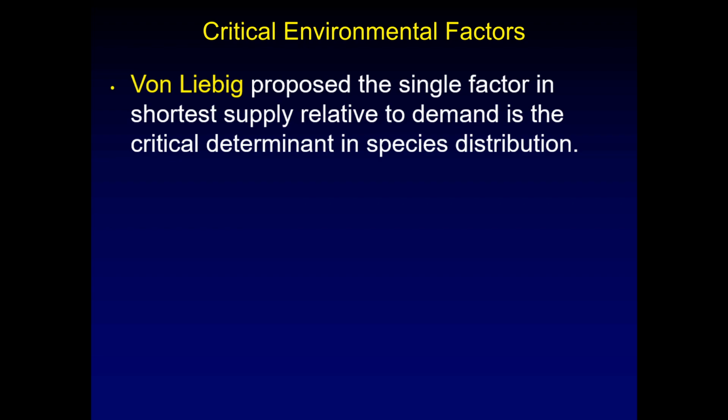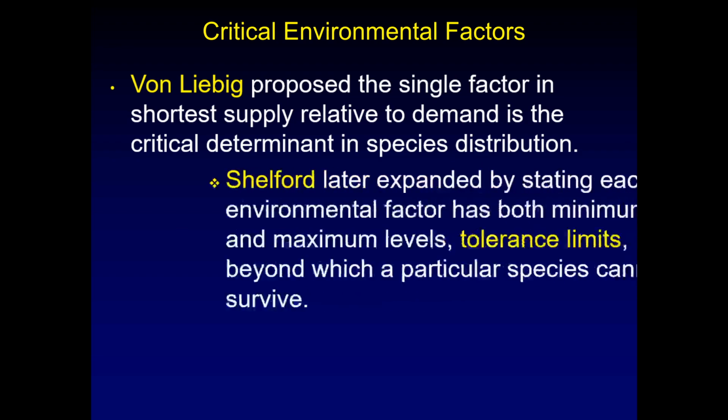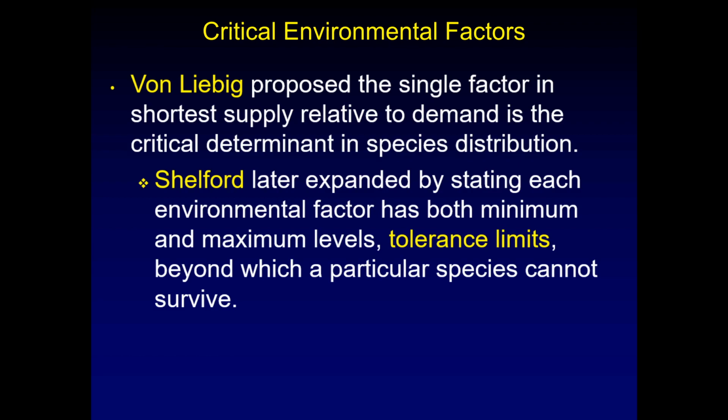So von Liebig proposed the single factor in shortest supply relative to demand is the critical determination in species distribution. Shelford later expanded that by stating that each environmental factor has both minimum and maximum levels, or tolerance limits, beyond which a particular species cannot survive. Those environmental factors can be water, lack of or too much, so drought or flooding. It could be like serpentine soils in California, where they have a salt concentration in the soil, and if it falls outside of those ranges, then the species that rely on those serpentine soils suffer.